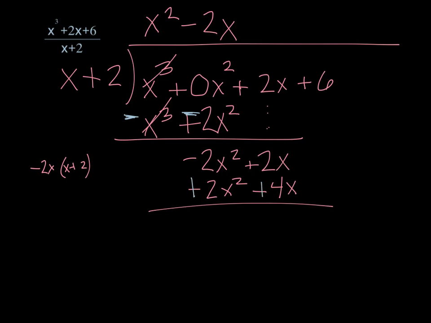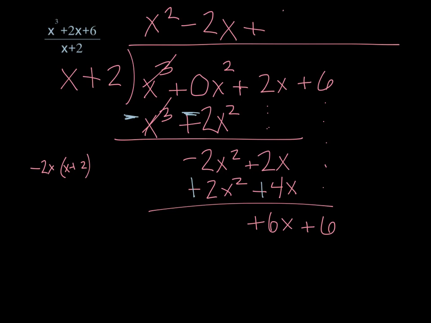Distributing through my minus sign changes those. You're going to get 0x squared. 2x and 4x is 6x, and we will bring down our 6 plus 6. And we repeat the process one last time. What do we have to multiply x by to get 6x?